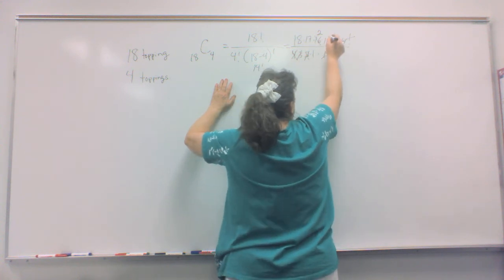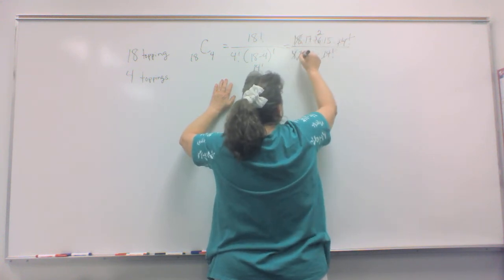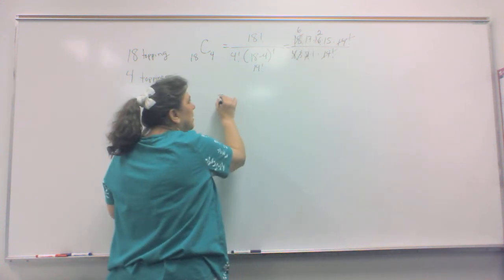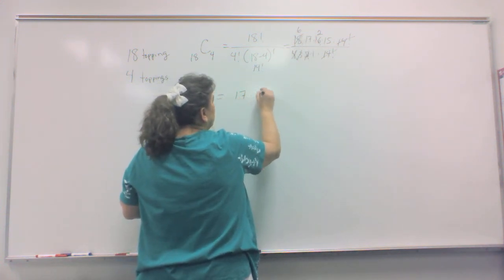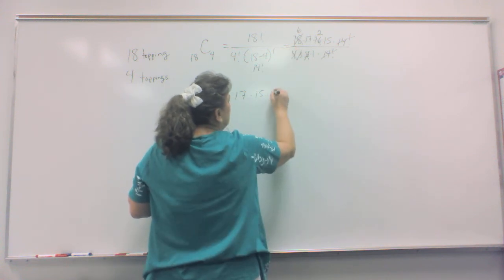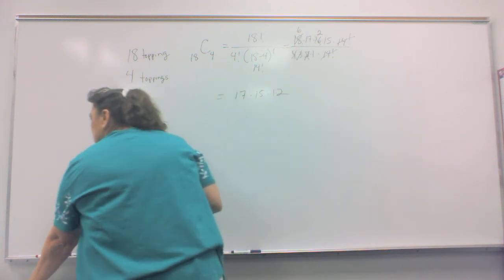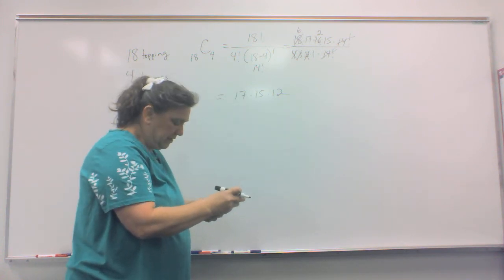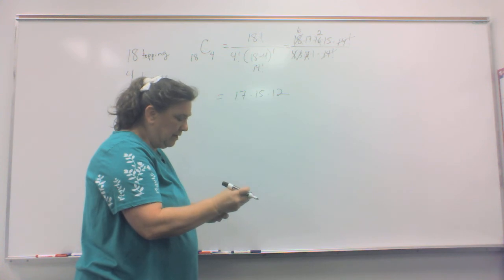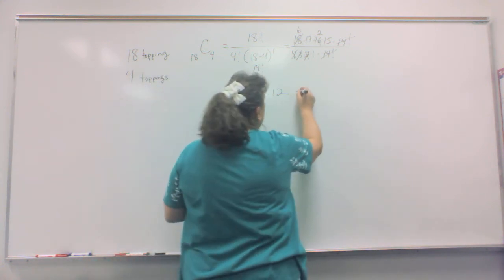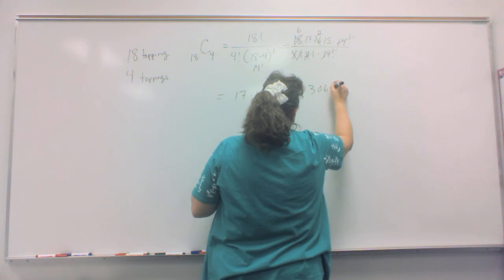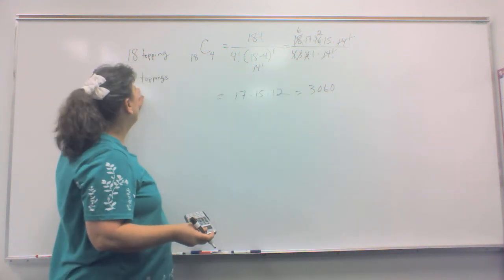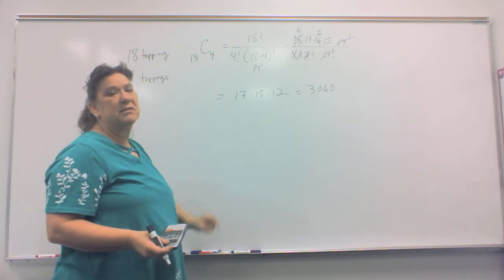And let's see, I've got 4 times 2 is 8, and 8 goes into 16 2 times. 3 goes into 15, well, let's do 18. 3 goes into 18 6 times. So I'm left with 17 times 15 times 6 times 2, which is 12. So let's see what that is actually equal to. 17 times 15 times 12. And we have 3,060 different sandwiches that we can make with choosing 4 toppings out of 18 possible toppings.